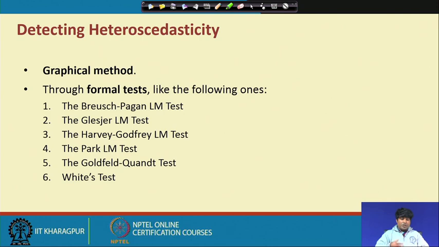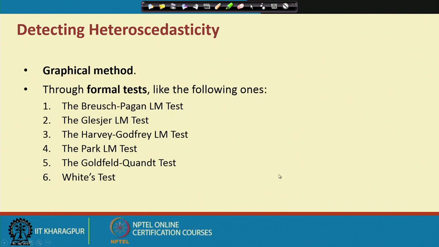In addition, there are lots of formal tests through which you can check heteroscedasticity, like the BPG test, Park test, Goldfeld test, White test, Harvey test. So many tests are there through which you can check heteroscedasticity and find out whether there is a problem or not. If there is a problem, you try to solve it before you do the prediction, otherwise your prediction will not be perfect as per the management requirement.